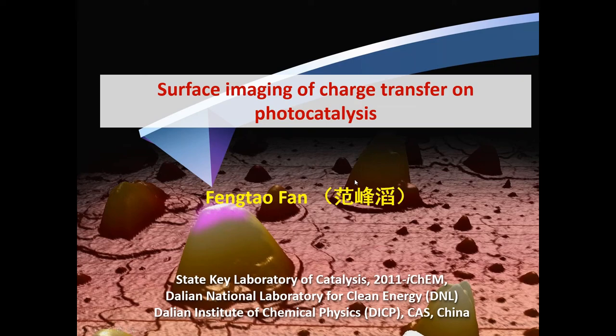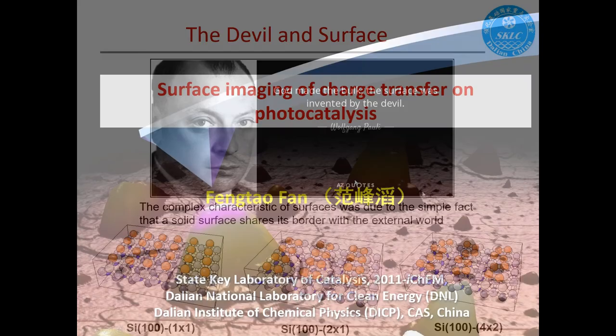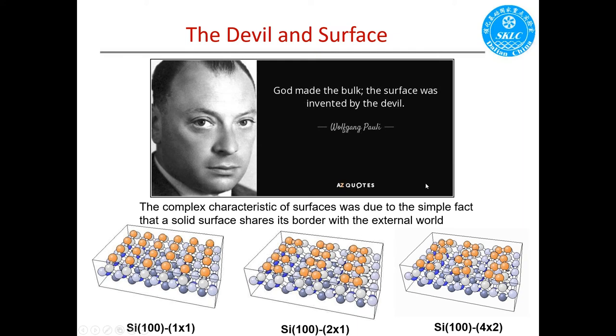So I'd like to start my talk with a very famous quotation by Wolfgang Pauli, who used to say that God made the bulk and the surface was invented by the devil. The complex character of the surface is due to the simple fact that a solid surface shares its border with the external world. If you look at the structure of silicon 100, you'll see that its ideal structure is 1x1. But if you expose this structure to ambient pressure and some gas, you will see that the silicon 100 structure will change to 2x1 or sometimes 4x2.